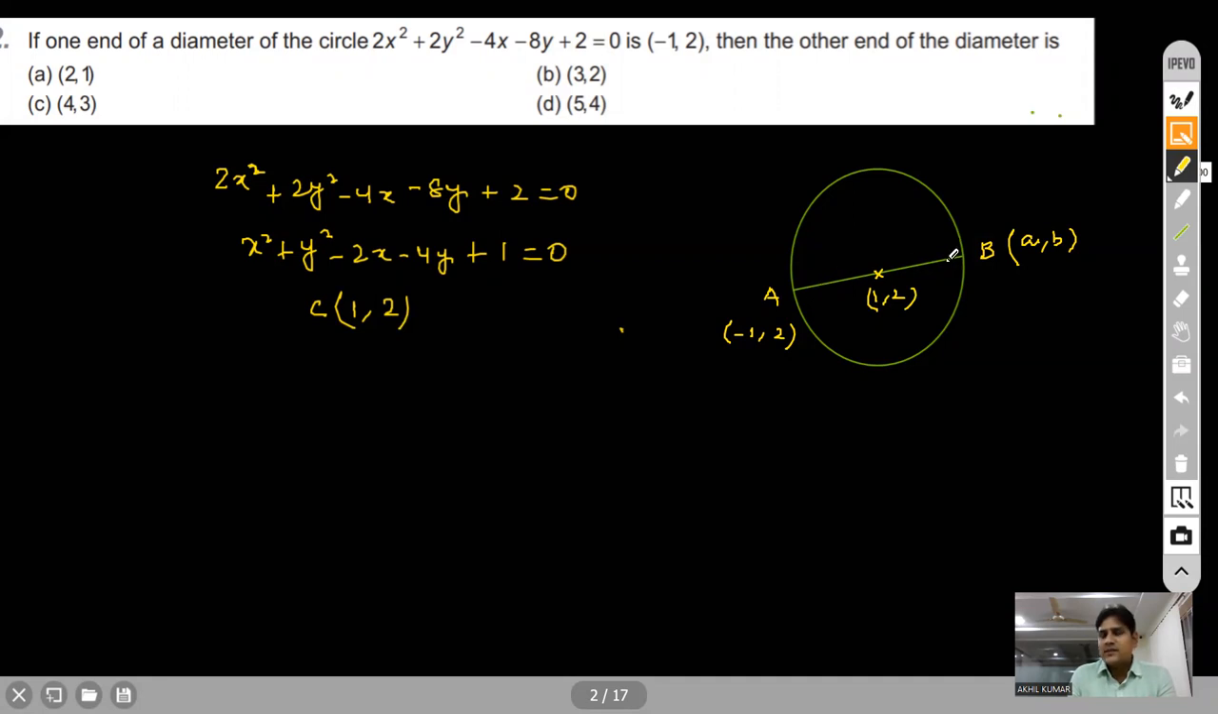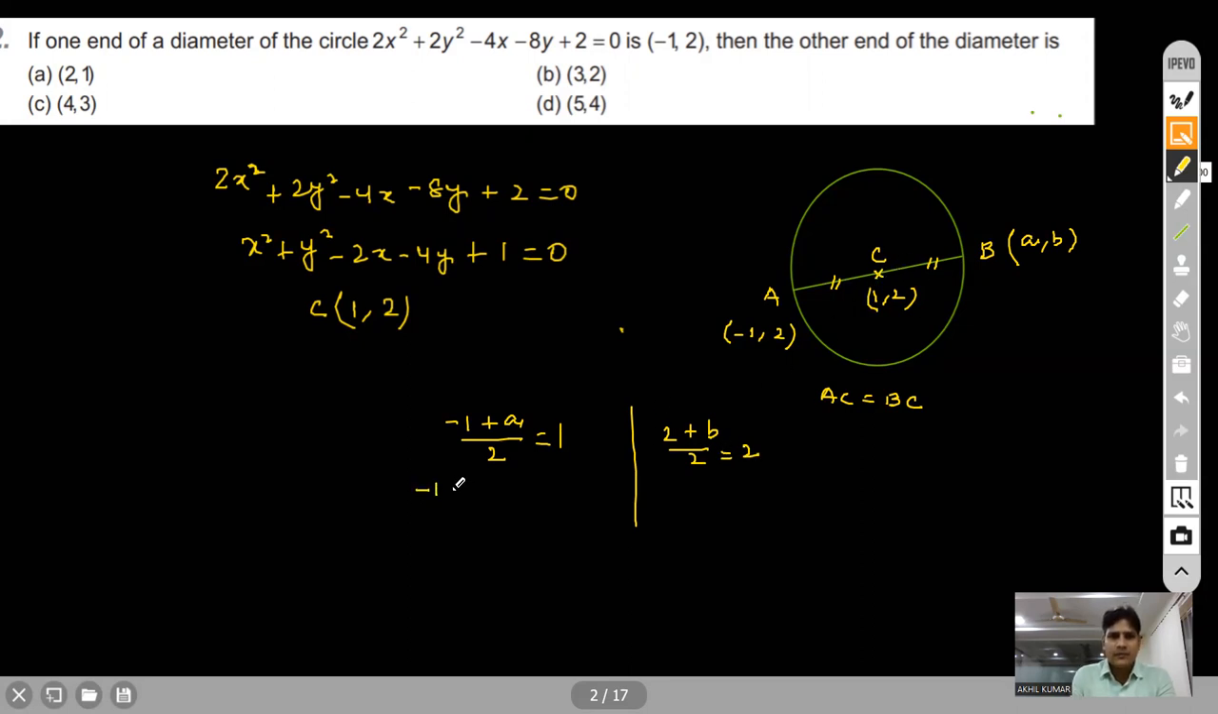So if AB is the diameter and this is center C, so this AC will be equal to BC, right? So C will be the midpoint of A and B. Both are radius only. So AC equal to BC. Now, how can I find the midpoint of this AB? This will be minus 1 plus a upon 2, and that is equal to 1. Okay. And 2 plus b upon 2 is equal to 2. Right. The coordinates of this C.